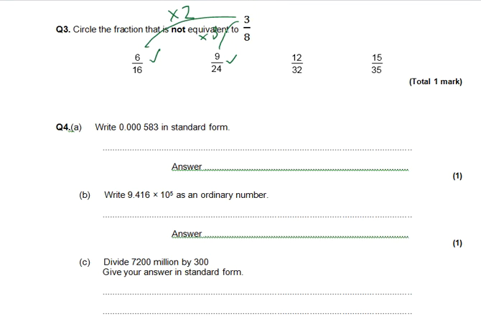Remember that the word equivalent means that it's the same. This bit, 3 times 4 is 12, and 8 times by 4 is 32. So this one's equivalent. That leaves this one, but please make sure to check. 3 times 5 is 15, 8 times 5 is 40, which is wrong. So always take your time with multiple choice and make sure that you go through the right process, don't just be guessing.